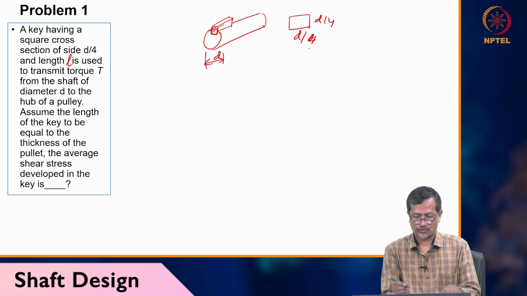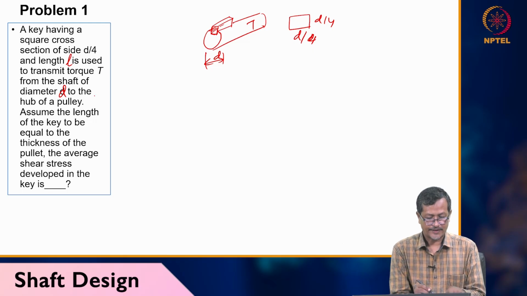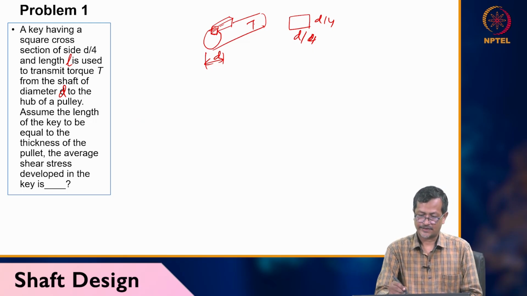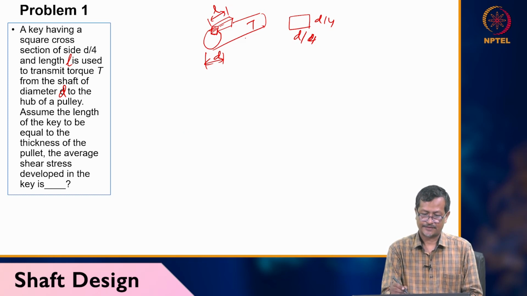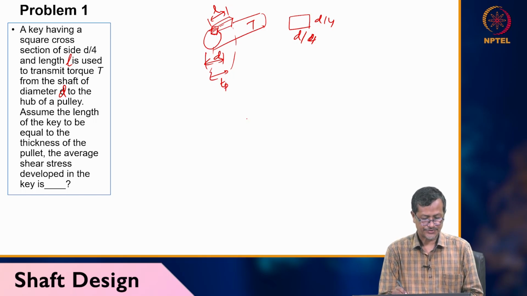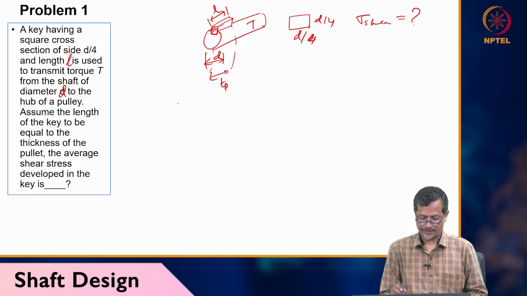It transmits torque T, from shaft diameter D, to the pulley hub. Assume that the length of the key is equal to the thickness of the pulley, so L equals the pulley thickness. The question is to calculate the average shear stress developed in the key.